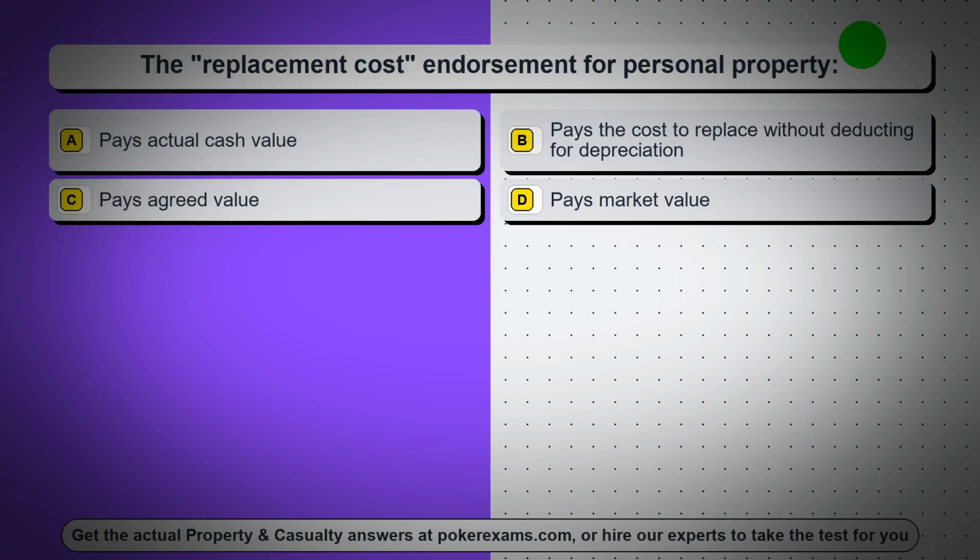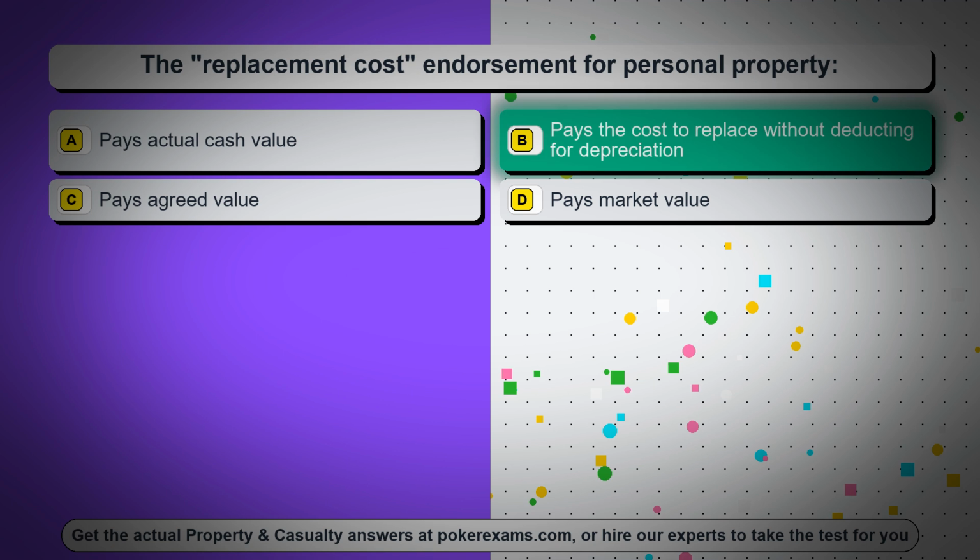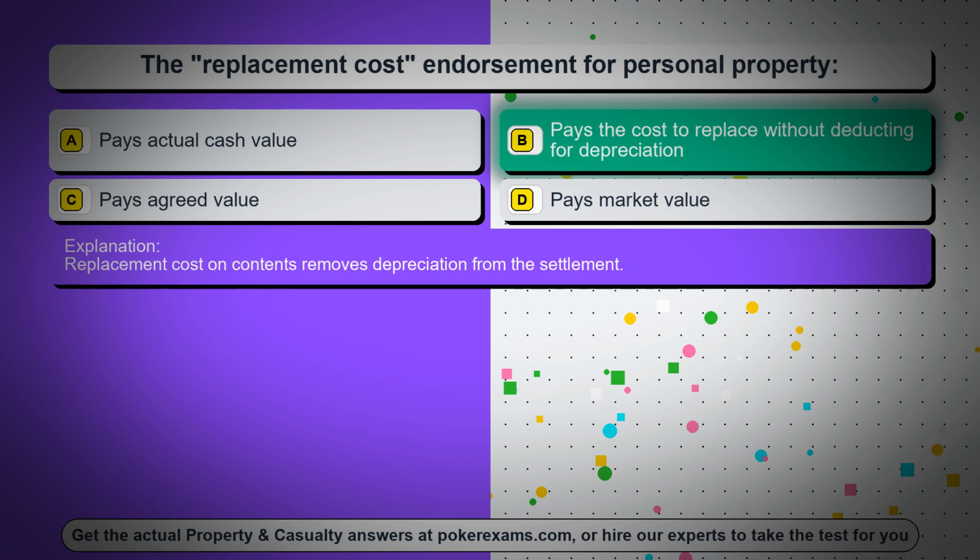Question 11. The replacement cost endorsement for personal property: Option A, pays actual cash value. Option B, pays the cost to replace without deducting for depreciation. Option C, pays agreed value. Option D, pays market value. The correct answer is option B, pays the cost to replace without deducting for depreciation. Replacement cost on contents removes depreciation from the settlement.